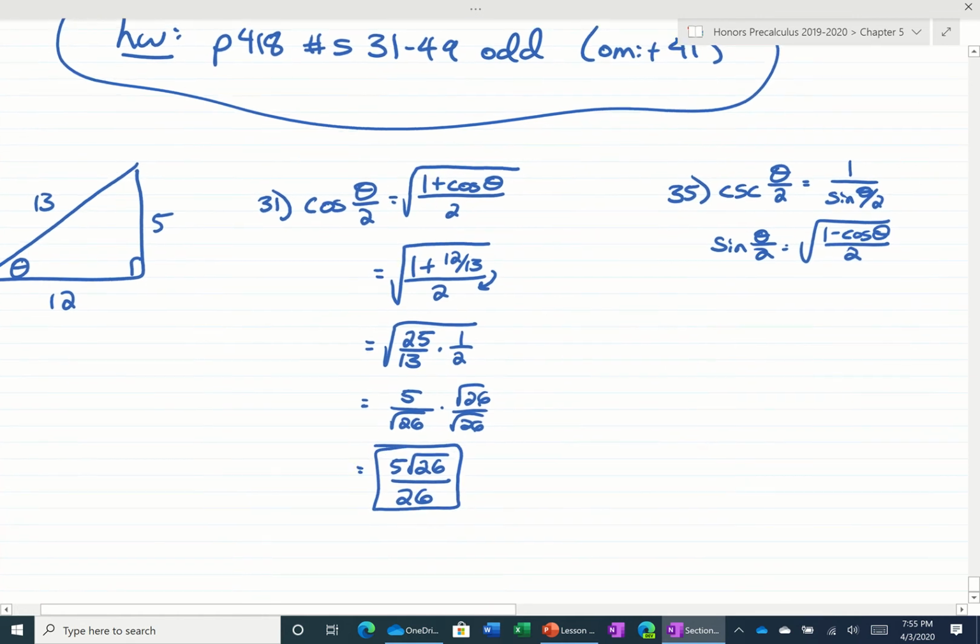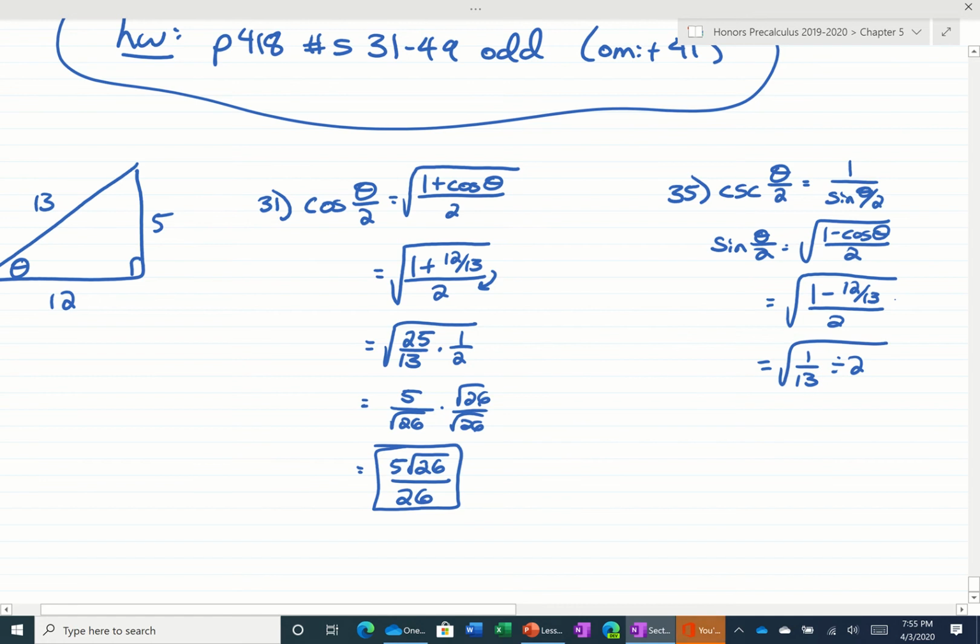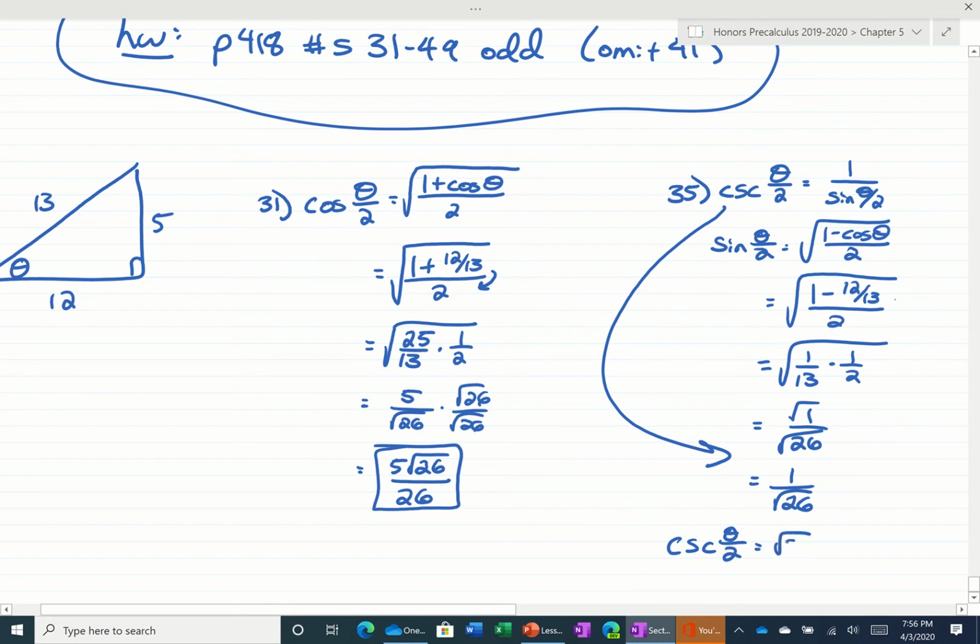For the sine, now let's take a look at this other one. We're going to be doing 1 minus the cosine divided by 2. And if we convert this to a fraction, 1 minus 12 over 13, that's 1 over 13, which we're dividing by 2. Or we could write times 1/2. And this would give us 1 over 26, square root of that, which is 1 over root 26. Now we could rationalize, but remember I had asked you for a cosecant. So if that's what the sine is, then the cosecant of theta over 2 would just be square root of 26 over 1.